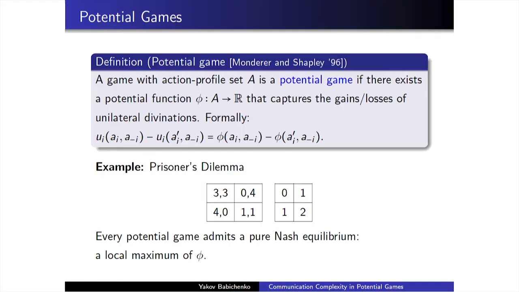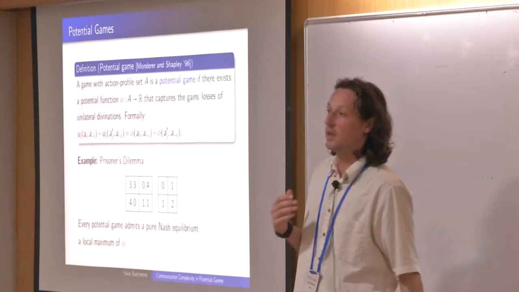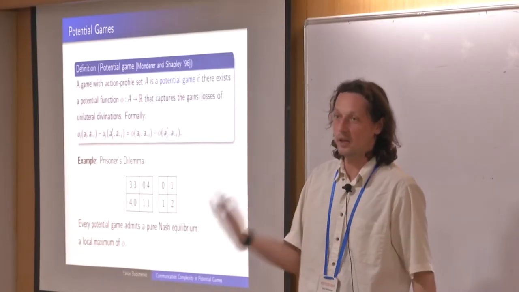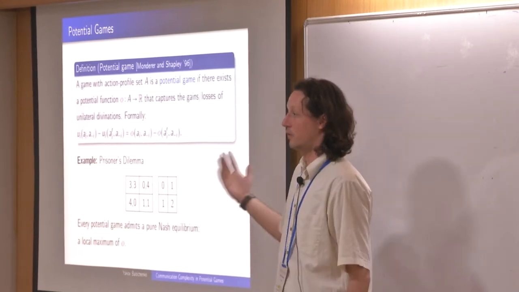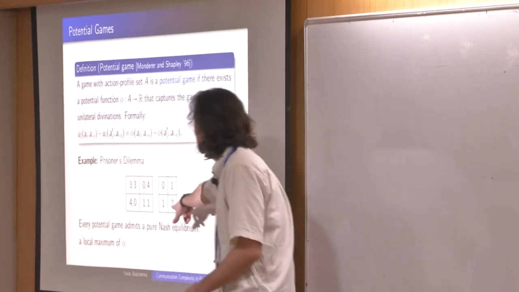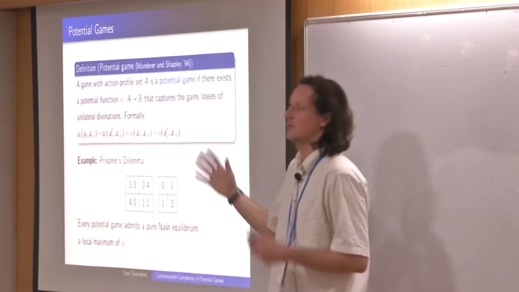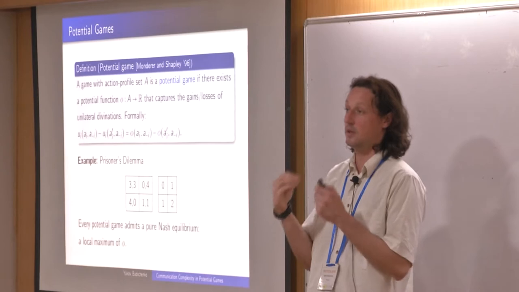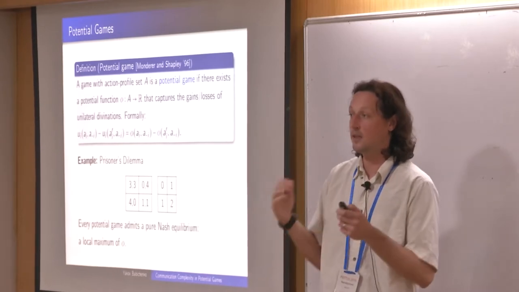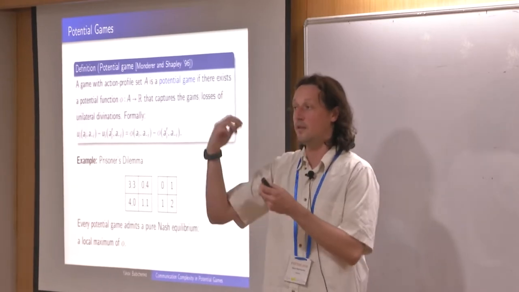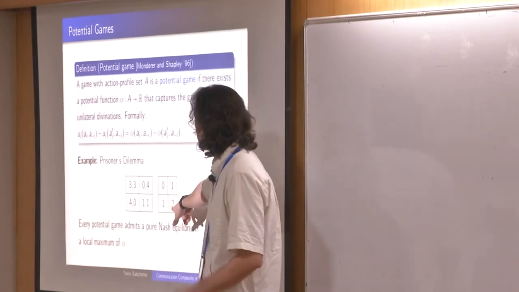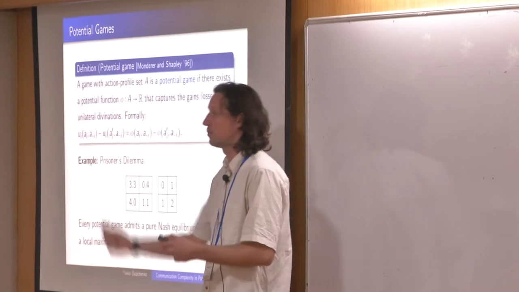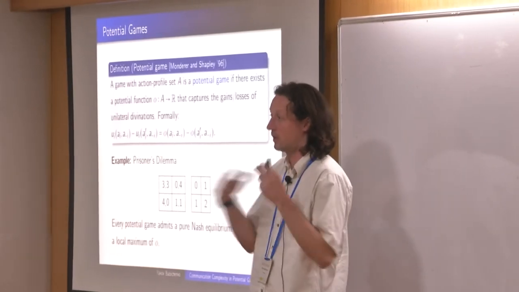Okay. And there is a one-to-one correspondence between pure Nash equilibria in the potential game and local maxima of the potential. So this point 2-2 is in fact also a global maximum, but even if it was a local maximum, and here I'm talking about locality in the context of unilateral deviations, every local maximum corresponds to a Nash equilibrium and vice versa.